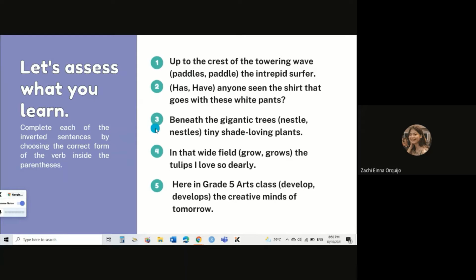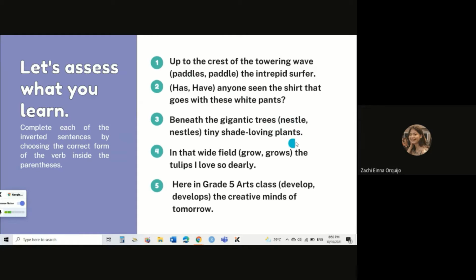For number 3, ang subject dito or ang pinag-uusapan dito sa sentence na 'to ay tiny shade loving plants. So, plants, ibig sabihin hindi lang isang plant or hindi lang isang halaman kasi meron tayong S sa dulo. So, plants, ibig sabihin more than one. So, dahil more than one siya, so our subject is plural. That's why our verb should also be plural. So the correct verb here should be nestle.